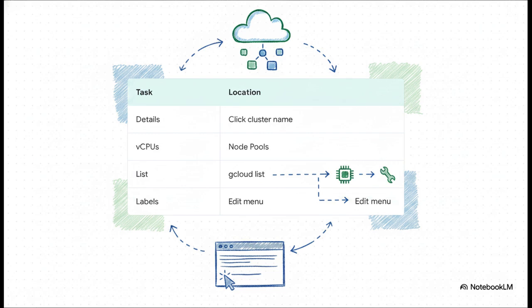But what if you're acting as a diagnostician and need to understand the high-level characteristics of several clusters at once from your terminal? Easy. You'd run gcloud container clusters list. And finally, let's say a new engineer joins your team and totally forgets to properly label several clusters to meet your team's standards. You can easily modify those labels in the Cloud Console just by clicking the Edit menu option.